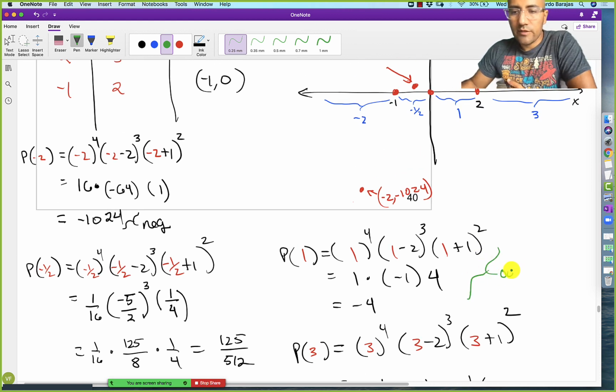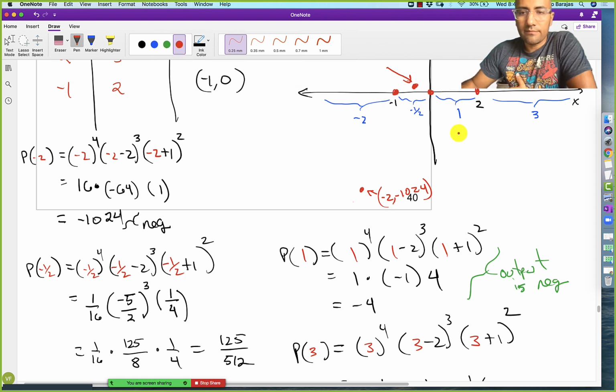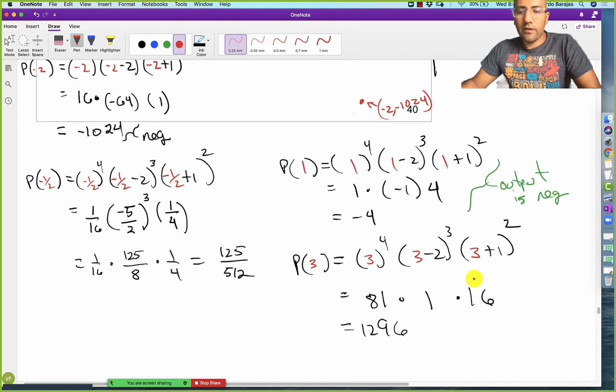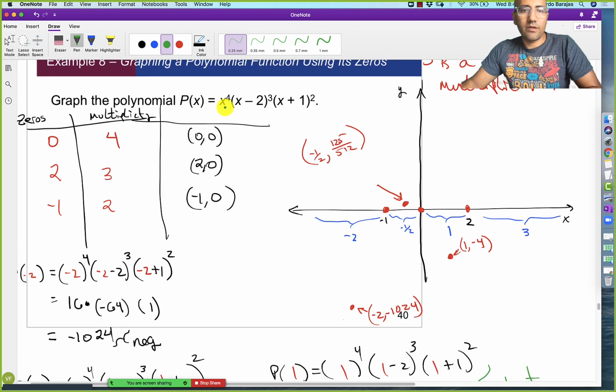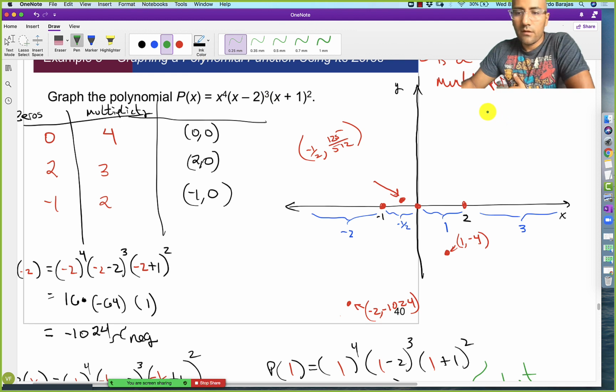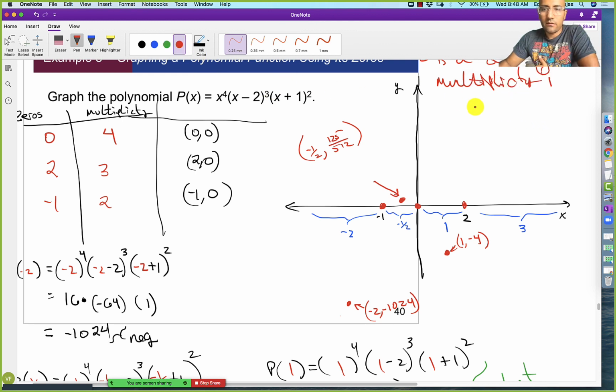Here, the output is negative. So I know that the point is going to be somewhere over here. So I have a point of like 1 comma negative 4 over here. Something like that. And then over here, the output was positive again. Nice big positive output. So I know that when I graph it, 1296, that's going to be some huge value way over here at 3 comma 1296.